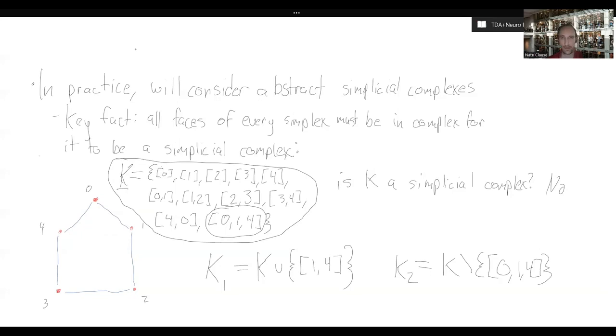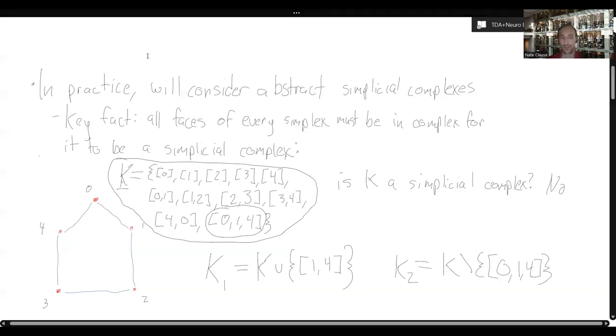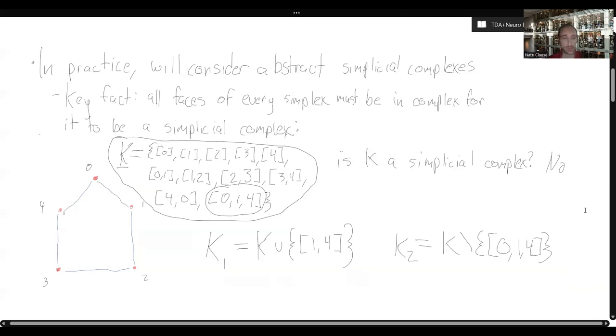You can think for yourselves for a moment and hopefully justify to yourselves that both K1 and K2 now are simplicial complexes. So this was just a couple straightforward examples.